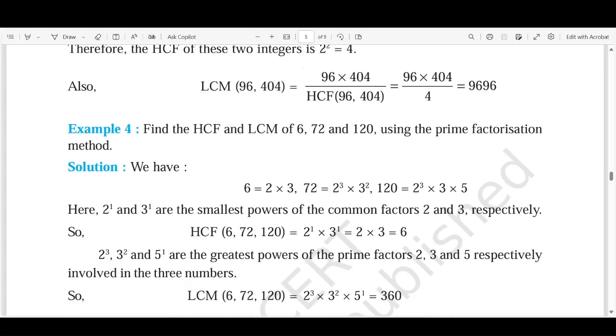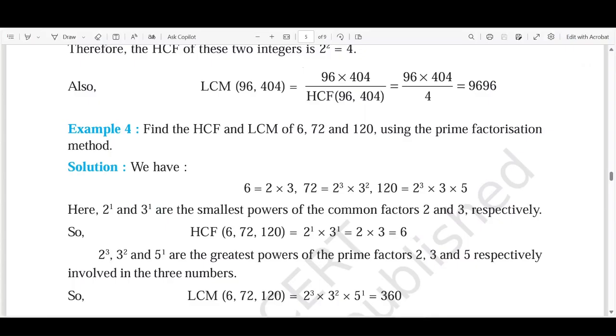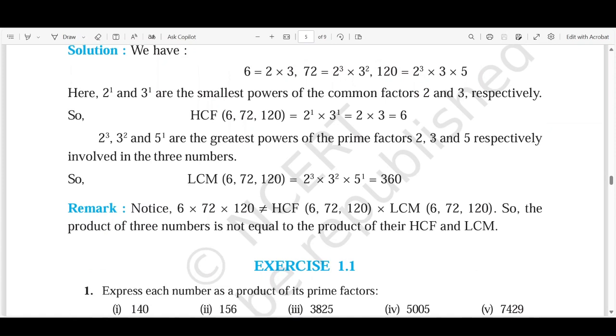So thus the value we have obtained is 360, which is not equal to the above estimated value. From this we can conclude that we cannot apply the idea of dividing the product of the numbers by the HCF to find the LCM. That idea is not applicable for three numbers.